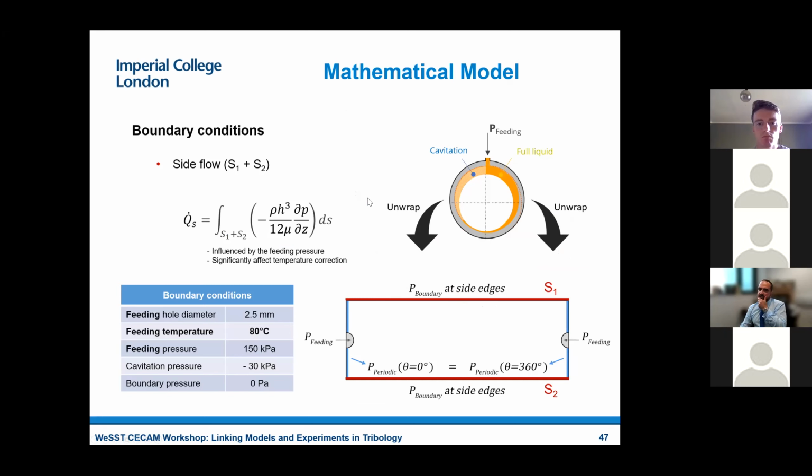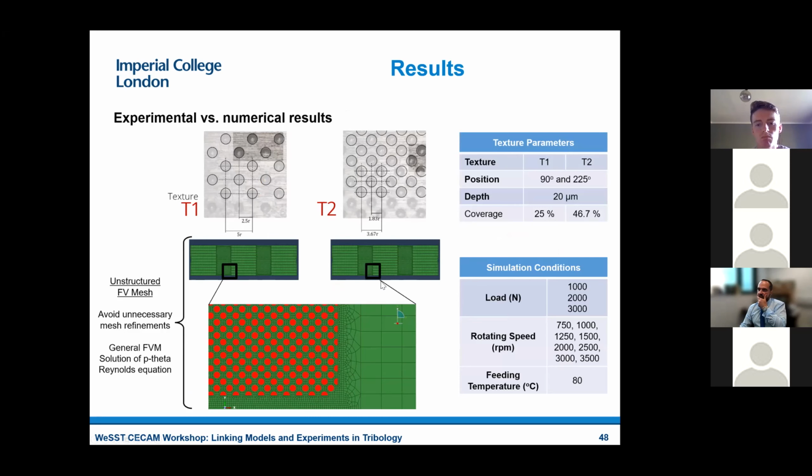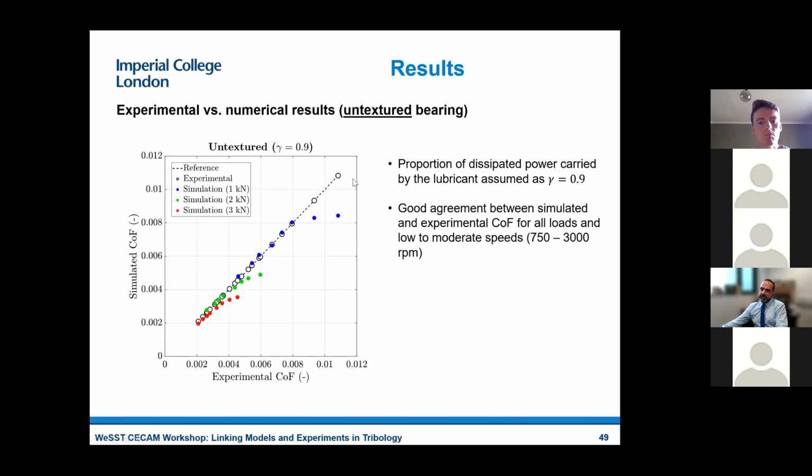Once you build this into the model, you then need to capture the texture. And for this, you need to have the level of detail in your system that allows you to pick up the features. That means computational power and efficiency of your code is very important. And then you need to reproduce exactly what is happening in the experiment. And here is what you see.